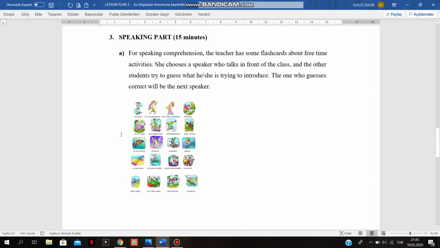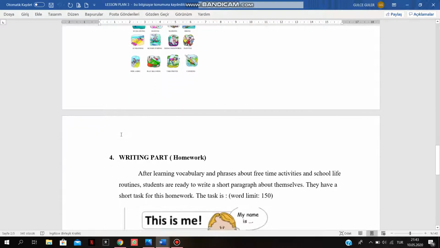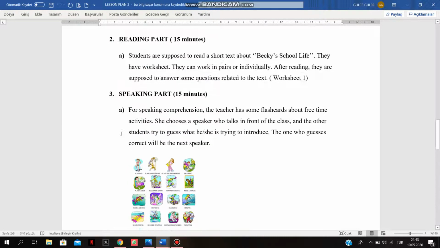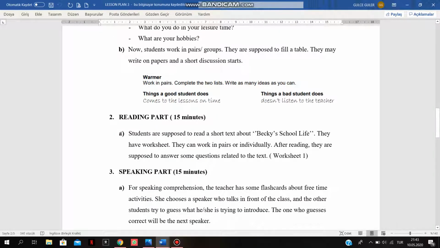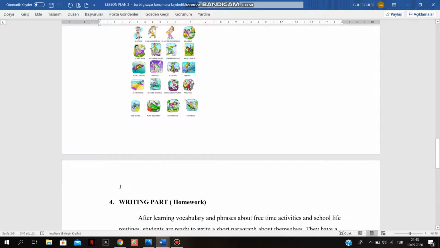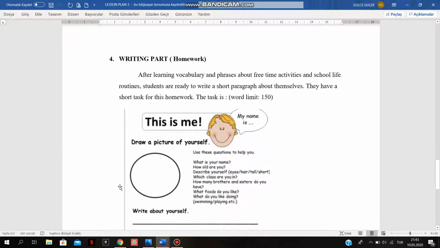These are free time activities. Actually, this is for 15 minutes because this is a long game or activity. After a long reading part, maybe this funny game can be good for students. This is my opinion. And then this is the writing part.